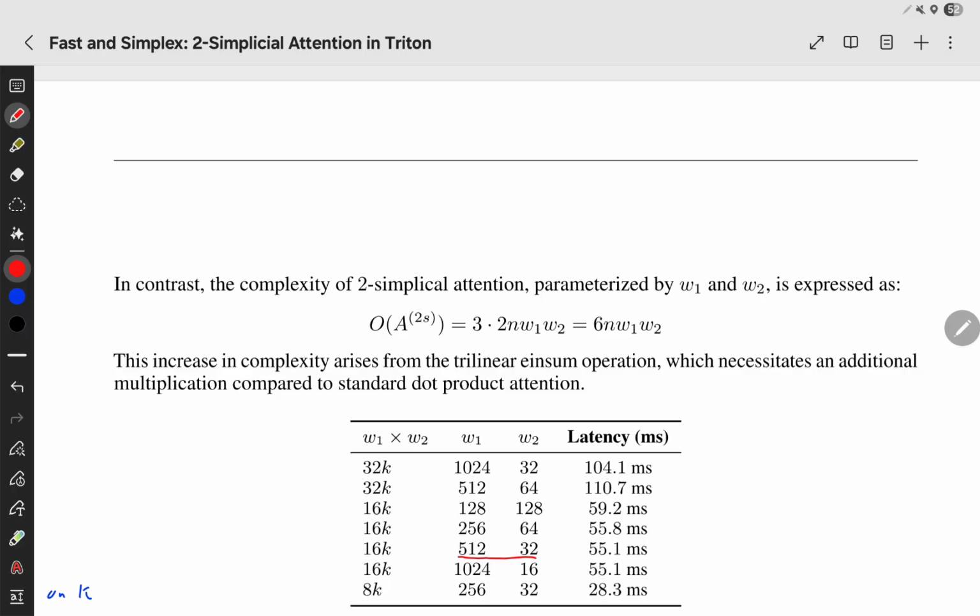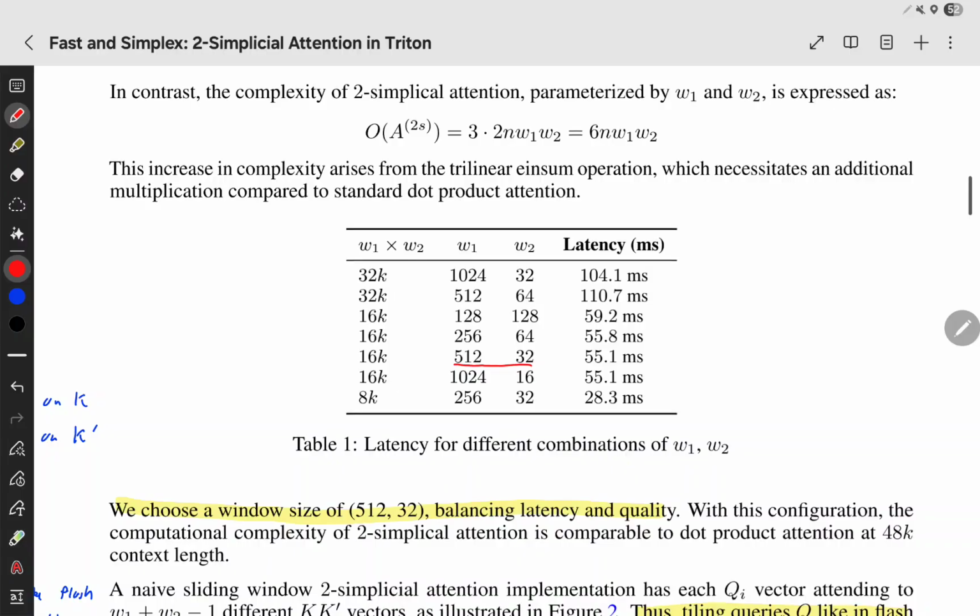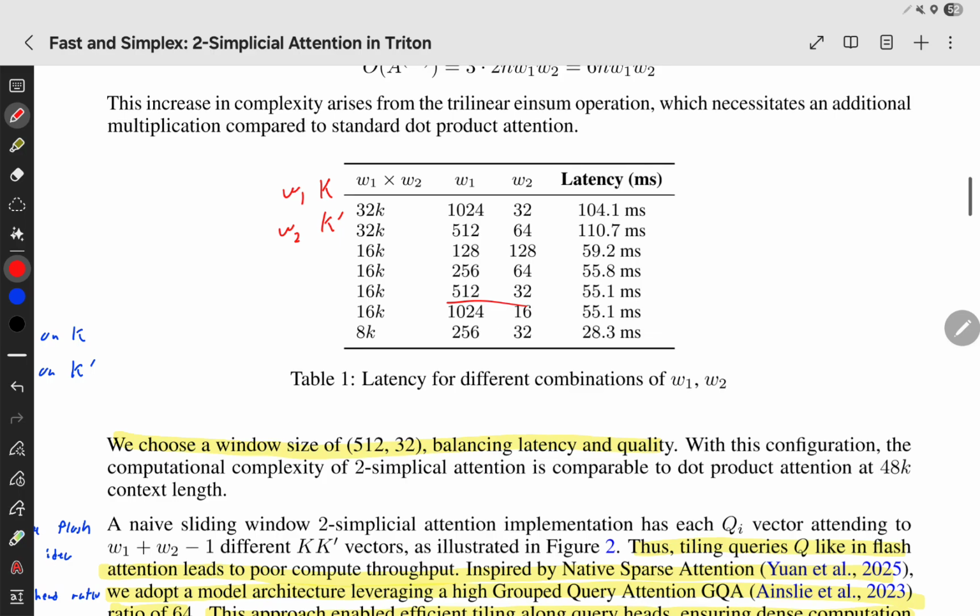They do sliding window attention. What window size do they use? They use this arbitrarily, where W1 is the window for K, and W2 is the window for K prime. So they use a 512 by 32 window. I don't know why; it seems like they arbitrarily picked that. They say we choose a window size 512 by 32, balancing latency and quality. So it's fast and it preserves quality.